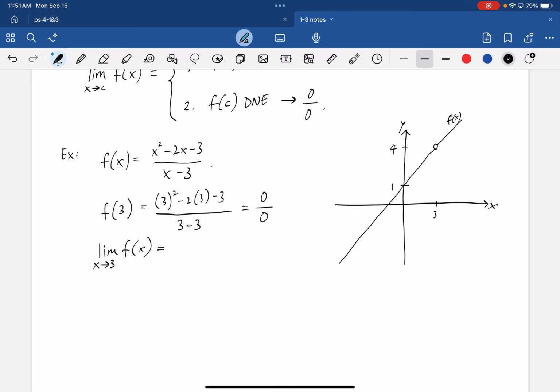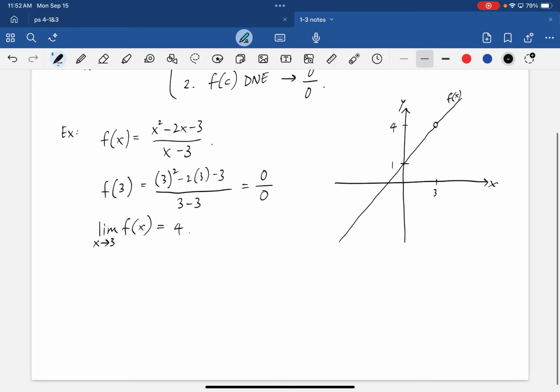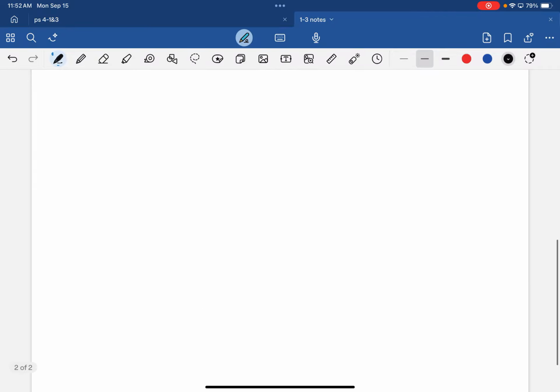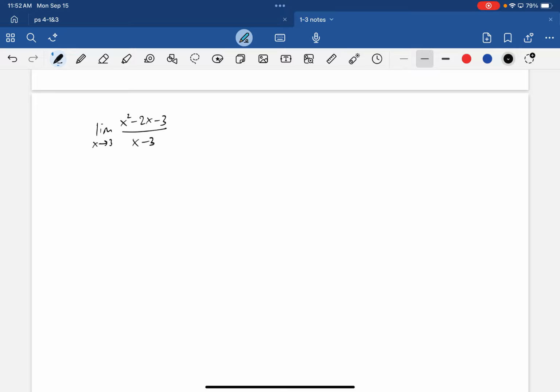So if I were to ask you guys the question, based on this graph, what is the limit as x approaches 3? What would the answer be? 4. Very good. 4. Okay? So it's quite obvious from the graph, but let's say we're not allowed to graph this. How would we find this limit? Right? Let me go to a new page. Okay, what is my function again? We're trying to find the limit as x approaches 3 of x squared minus 2x minus 3 over x minus 3.